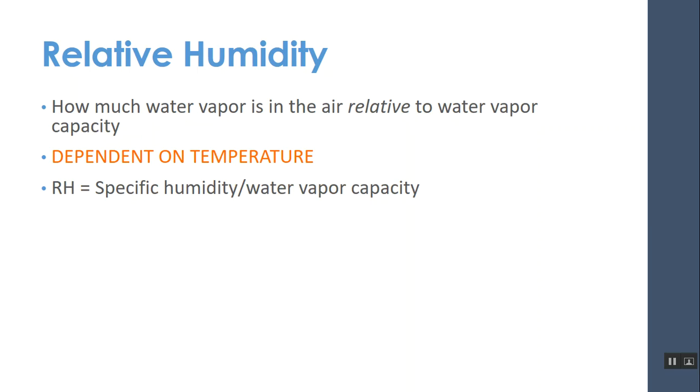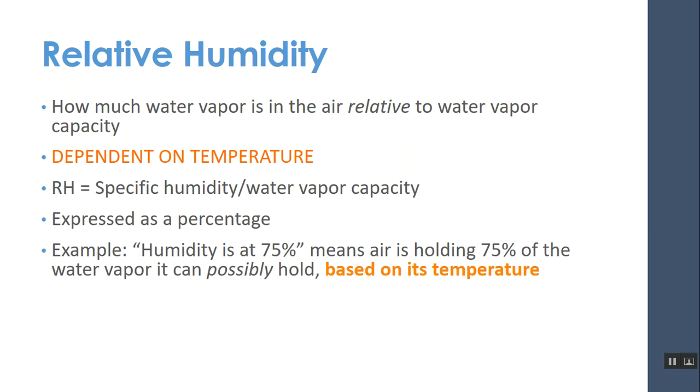You don't necessarily have to know this, but relative humidity is specific humidity divided by water vapor capacity, and it's expressed as a percentage. Right now, if you were to go to weather.com and put in your location, it's going to give you a relative humidity. For example, humidity at 75% means that the air is holding 75% of the water vapor it can possibly hold based upon its temperature.